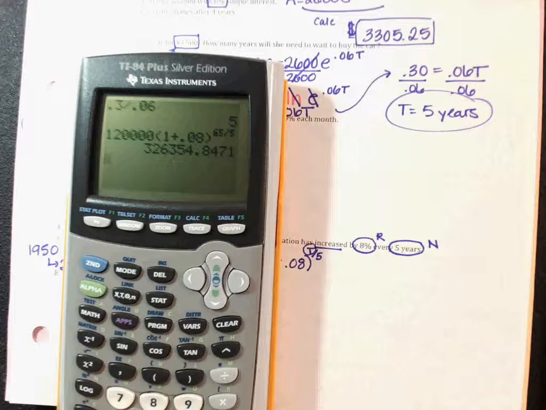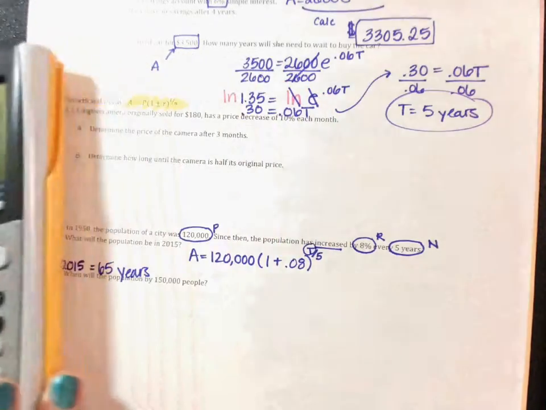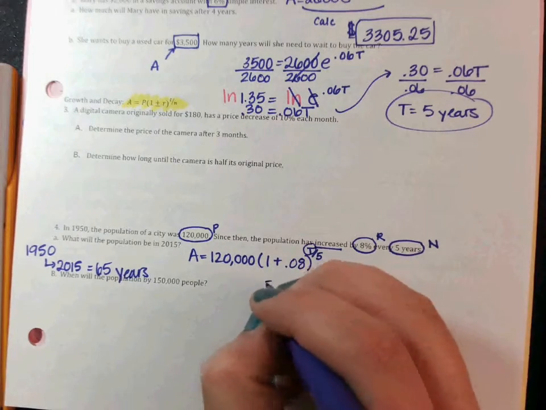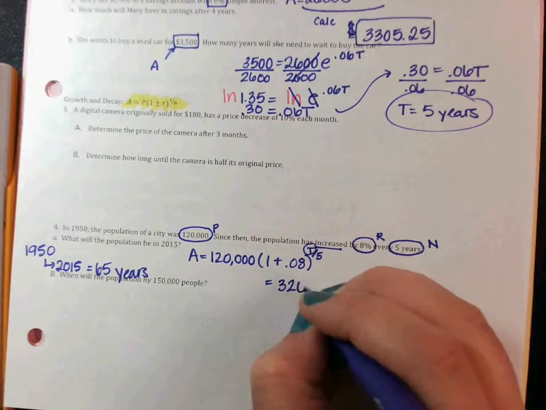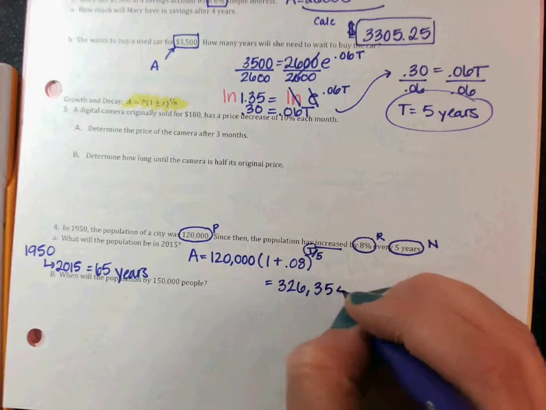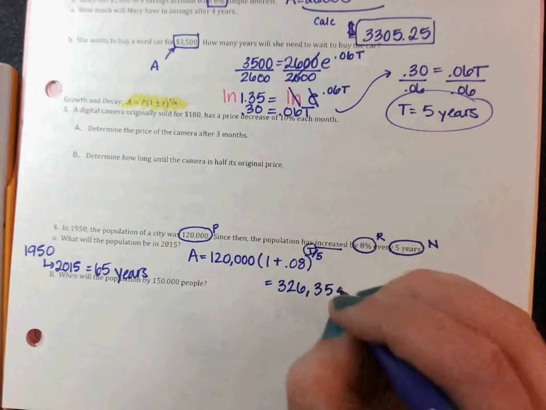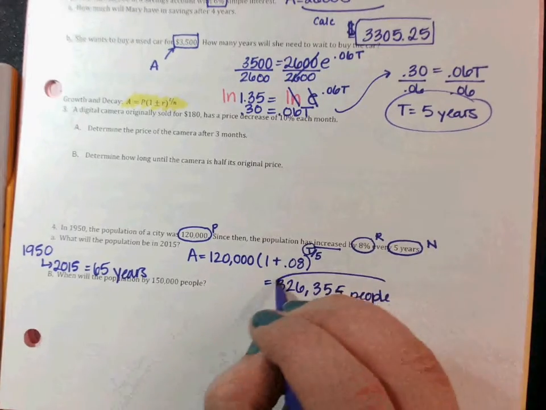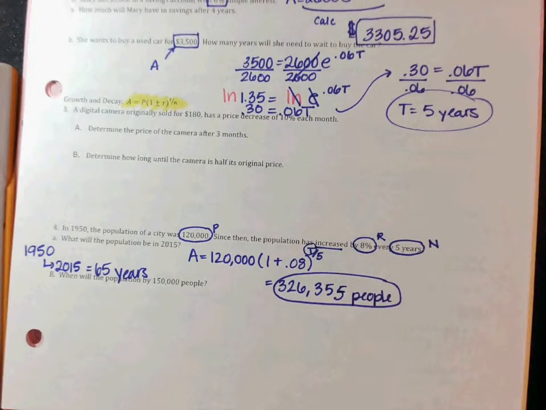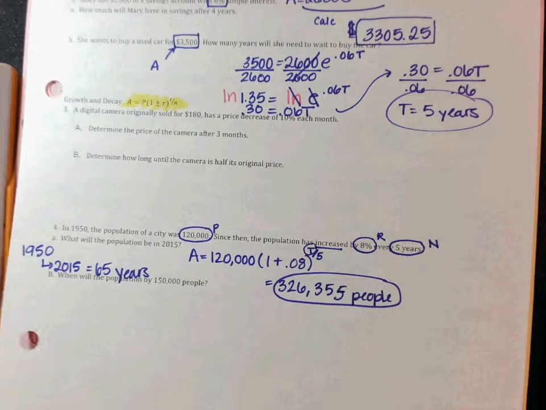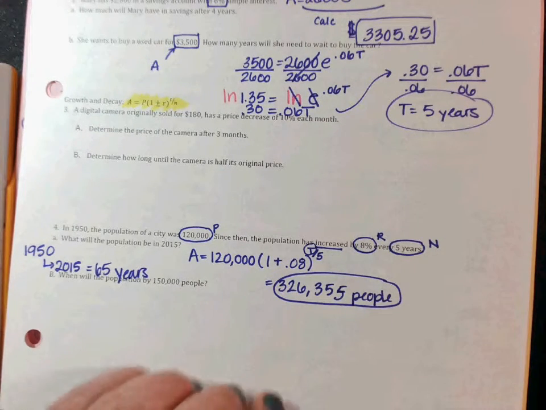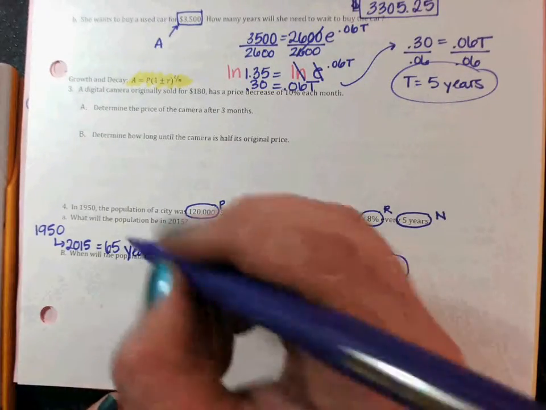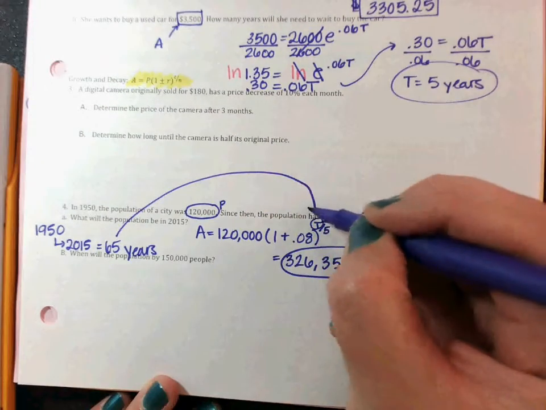Okay, so there'll be 326,354.84. Now, if we're talking about people, then it doesn't really make sense to have 0.84 of a person, so I'm going to round that up to a 5. Okay, but your exam's multiple choice. You'll know which one to pick. It won't be anything tricky there. Make sense? I'm maybe going to put an arrow right there.